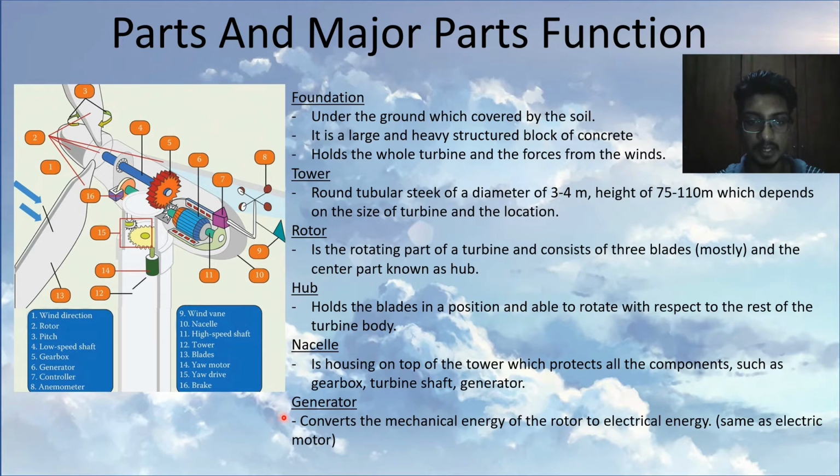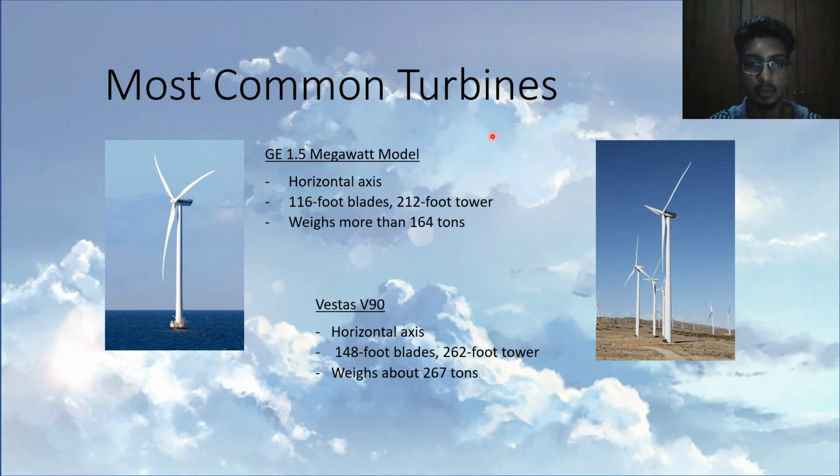As you can see, the generator converts the mechanical energy of the rotor to electrical energy. We're going to see the most common turbines in the world. The first is the GE 1.5 megawatt model, and it is a horizontal axis turbine, and it has 116 foot blades, and it is made with a 212 foot tower, and it weighs more than 164 tons.